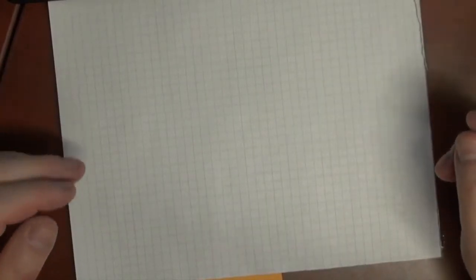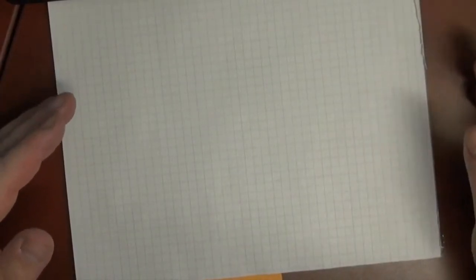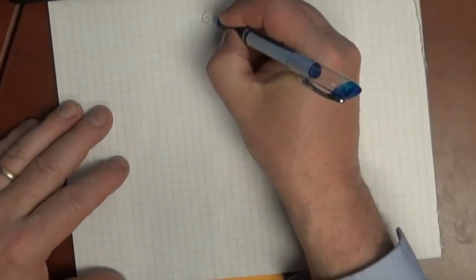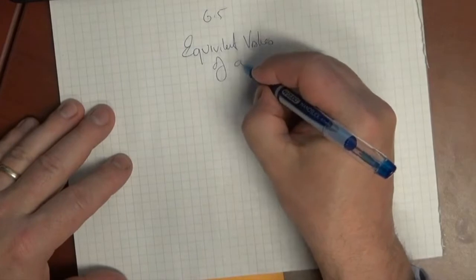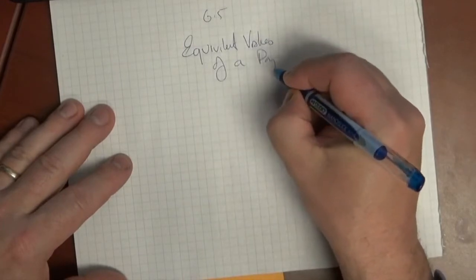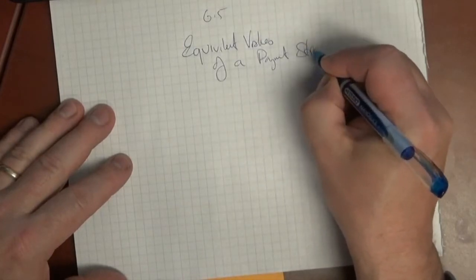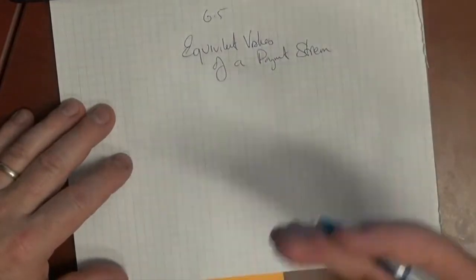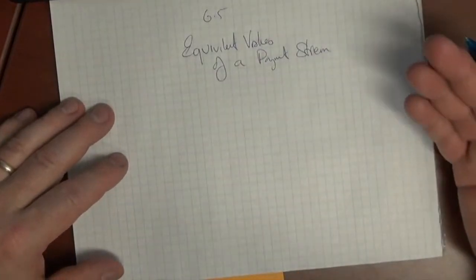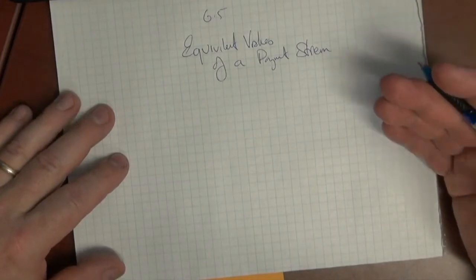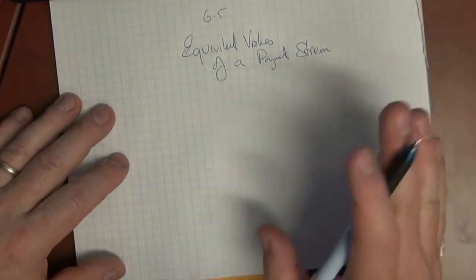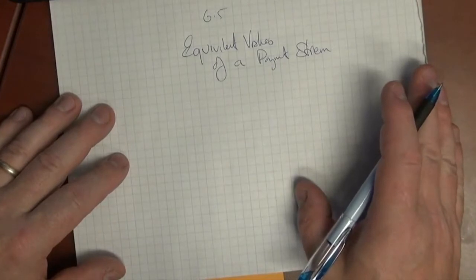In this section, we're going to look at section 6.5, equivalent value of a payment stream. Okay, so we've got two or several payments that will come through, and we need to be able to figure out how much it is worth at a given point in time. How much is it worth at a given point in time?